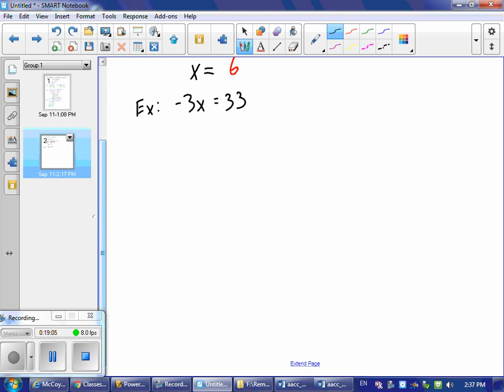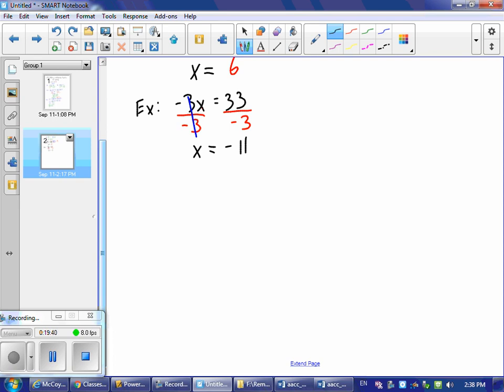In this case, we're actually going to divide both sides by whatever's being multiplied by the x, which is the negative 3. If I divide both sides by negative 3, on the left-hand side, I get negative 3 divided by negative 3, which gives you 1, and that leaves us with an x, 1x. On the right-hand side, it's just simple division. 33 divided by negative 3, positive divided by negative is negative, and 33 divided by 3 is 11.